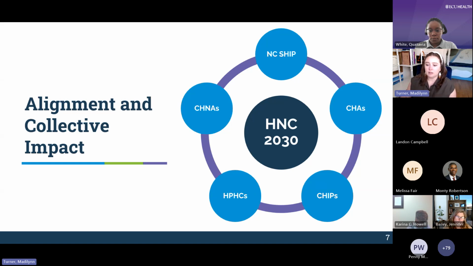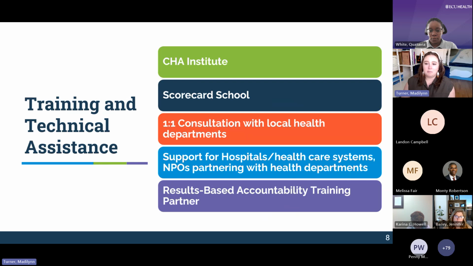And so thinking about how this works in terms of results-based accountability and also the Clear Impact Scorecard and rolling that out, this is where my role is really heavily concentrated, in terms of the training and technical assistance piece. Like Landon and Monty mentioned, I'm with Eastern Area Health Education Center, and I've been there about a year. And really, one of the main roles of this work is that one-on-one technical assistance.